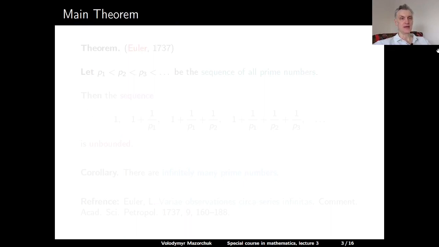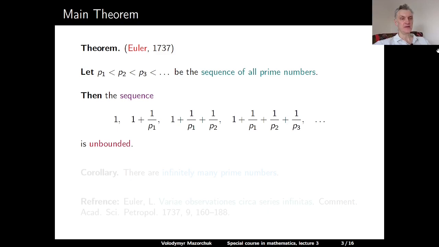Now, here is our main theorem for today. This theorem is due to Euler and is taken from his paper from 1737. Let us write all prime numbers in the natural order. So p1 is the smallest prime number, p2 is the next one, p3 is the third prime number, and so on. Then the following sequence is unbounded.